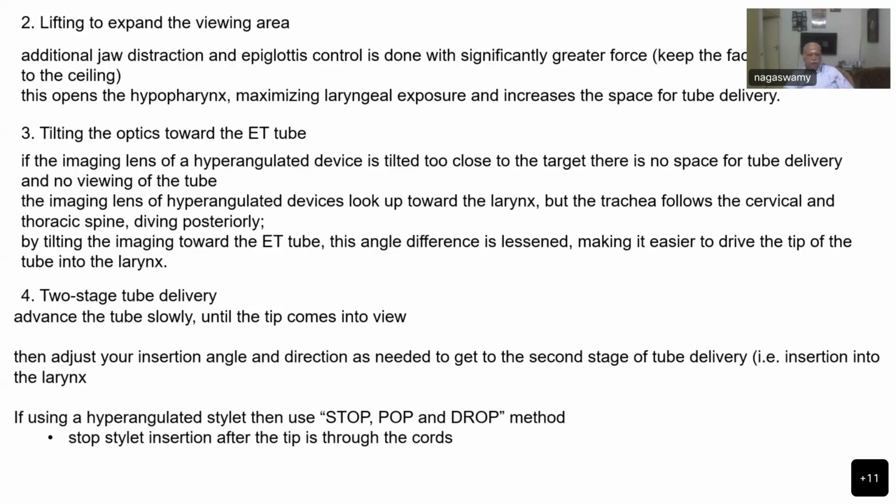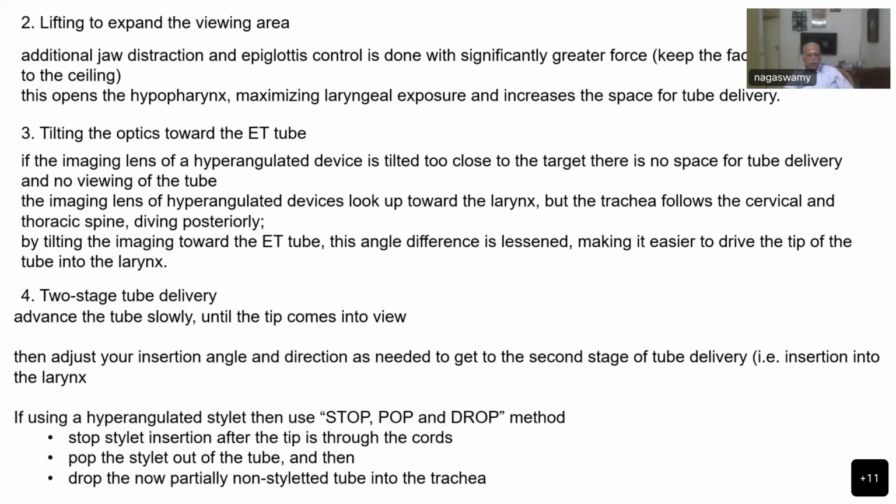What do you mean by that? Stop stylet insertion after the tip is through the cords, then pop the stylet out of the tube, that is, pull the stylet back, and then drop the now partially unstyletted tip into the trachea. So first step is to go into the larynx and stop the stylet advancing beyond the tube; second step, pull the stylet out, pop; and then push the unstyletted tip of the tube into the trachea. So this is the technique that we have to follow.